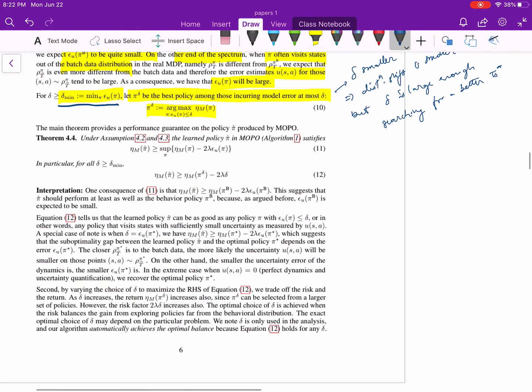So let's see. Yeah, this theorem is closing the arguments, I guess. Using both of those assumptions, I mean the error bounds assumptions, the learned policy pi hat from the MOPO satisfies, okay, for all policies, the best policy in this set is a lower bound for the pi hat the MOPO algorithm returns.